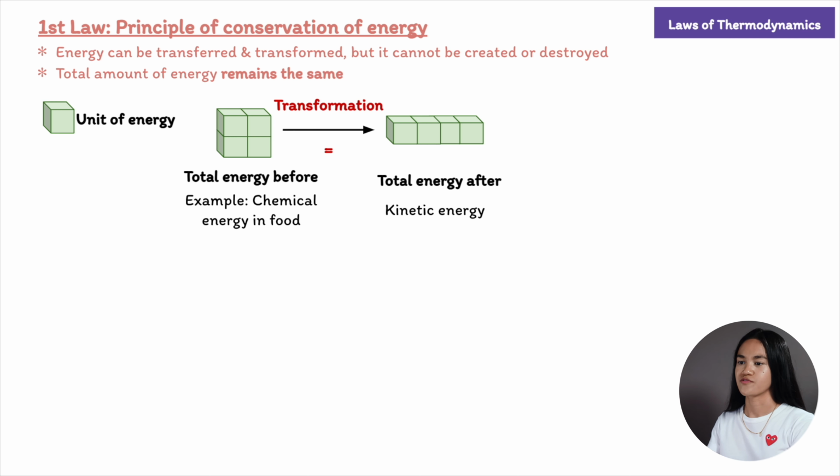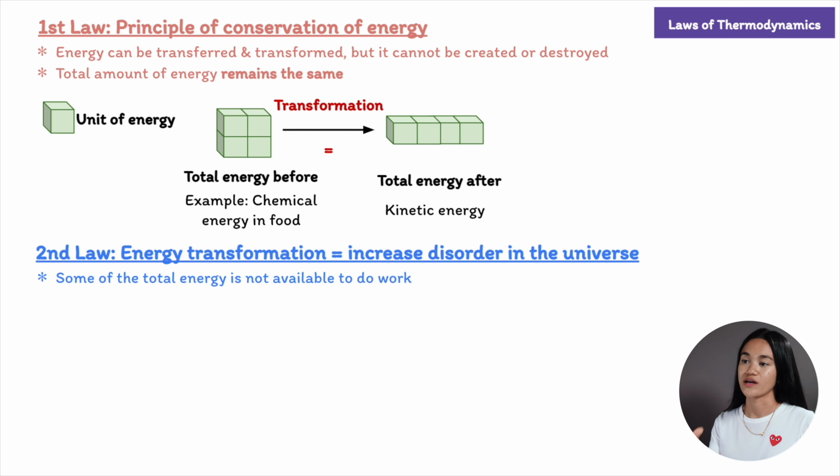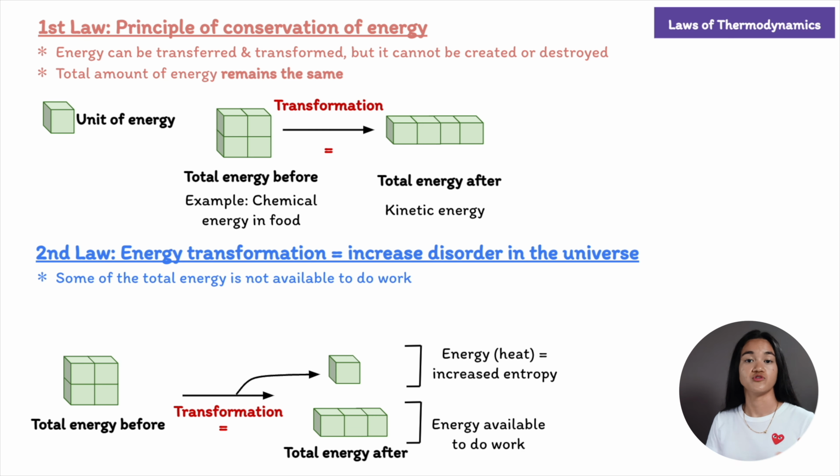During every energy transfer or transformation process, some energy is converted to thermal energy and released as heat. Recall that thermal energy transferred from one object to another is called heat. And so it's unavailable to do work. This is where the second law of thermodynamics comes in. Energy transformation always results in an increased disorder in the universe, and some of the total energy is not available to do work. For example, the chemical energy from the food you had before going for a run, only some is transformed into kinetic energy, the motion of running, and most is lost as heat.